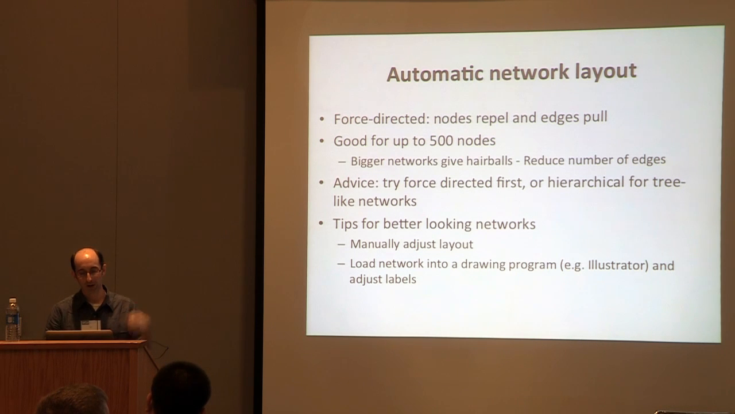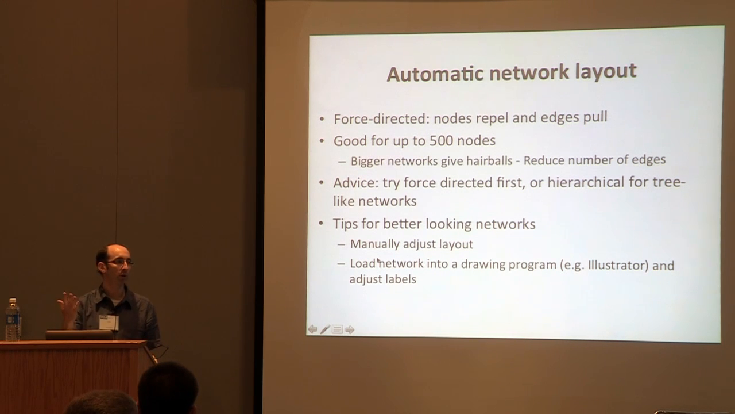And there are layout algorithms for those trees as well. Also, if you want to make a publication quality network, just a couple of tips. It's always good to use these automatic layout algorithms as a first pass. They're very good, but they're not perfect. So it's very useful to manually adjust the layout to further reduce overlap. Maybe the labels on the nodes are overlapping and you want to reduce those.